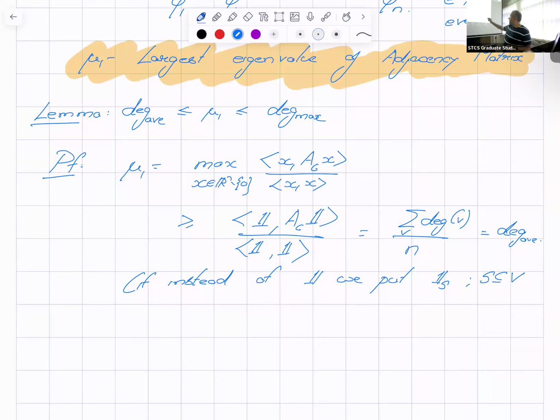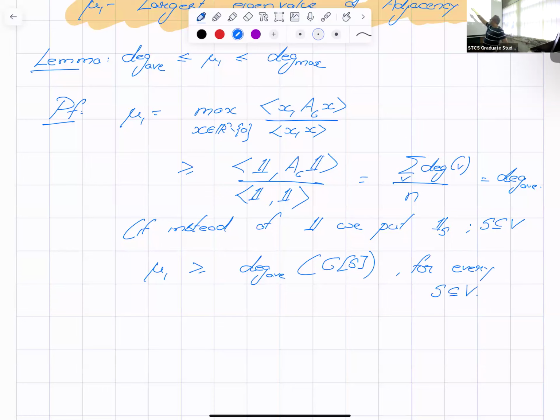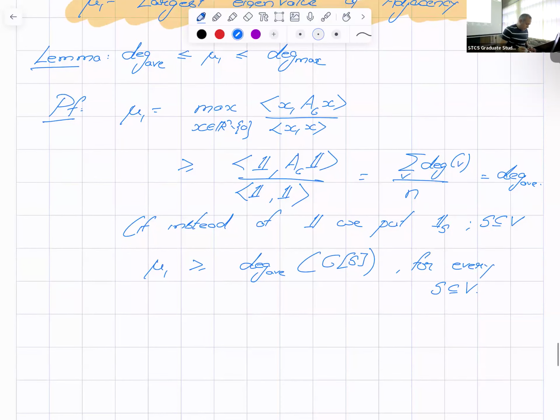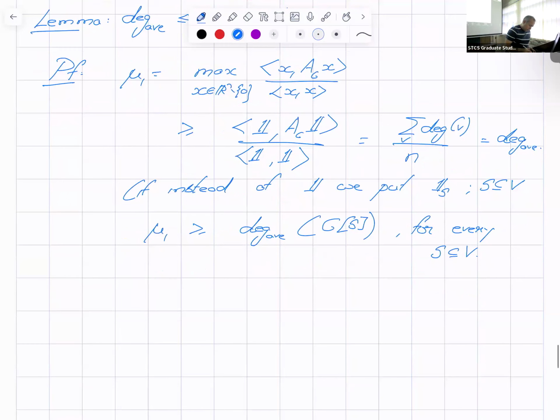So in particular, if you put this, we will get that mu1 is larger than or equal to the degree average of the induced graph of G restricted to S. And this is true for every S. In fact, we get a better lower bound than usual, but just to demonstrate. Okay, so this is for the lower bound. What about the upper bound?